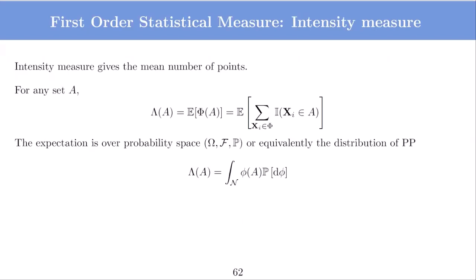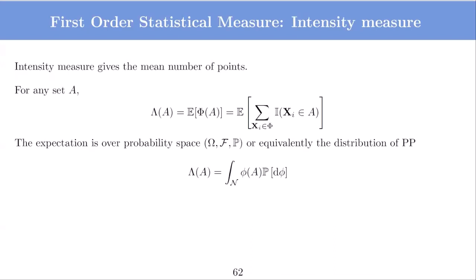The first one I'm going to talk about is the first order statistical measure, which is known as the intensity measure. An intensity measure is a measure, which means it gives the size of some set in a collection. And what is our collection here? Our collection is the set of all subsets of R^d. So our point process is in R^d, and we make a collection of all subsets in that space. The intensity measure will take any set and tell you how many points there are on average in that set. So the intensity measure is the mean number of points.